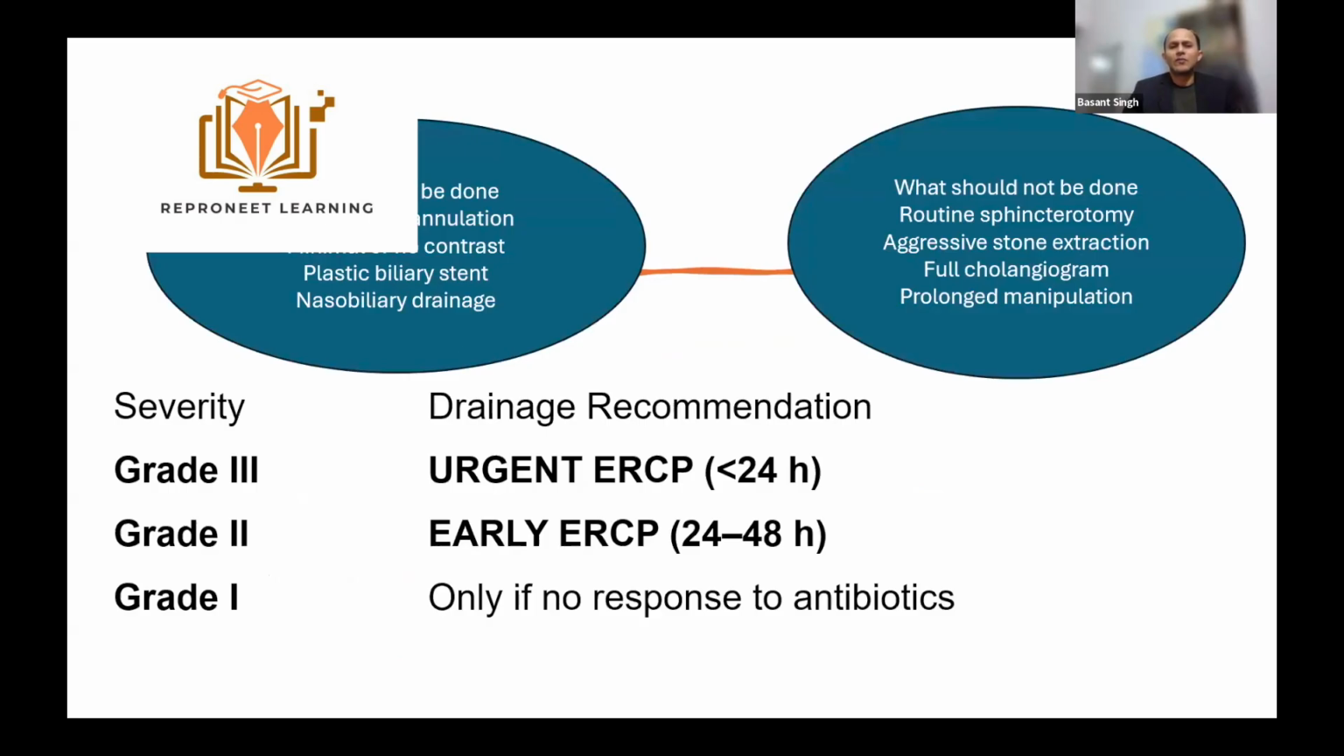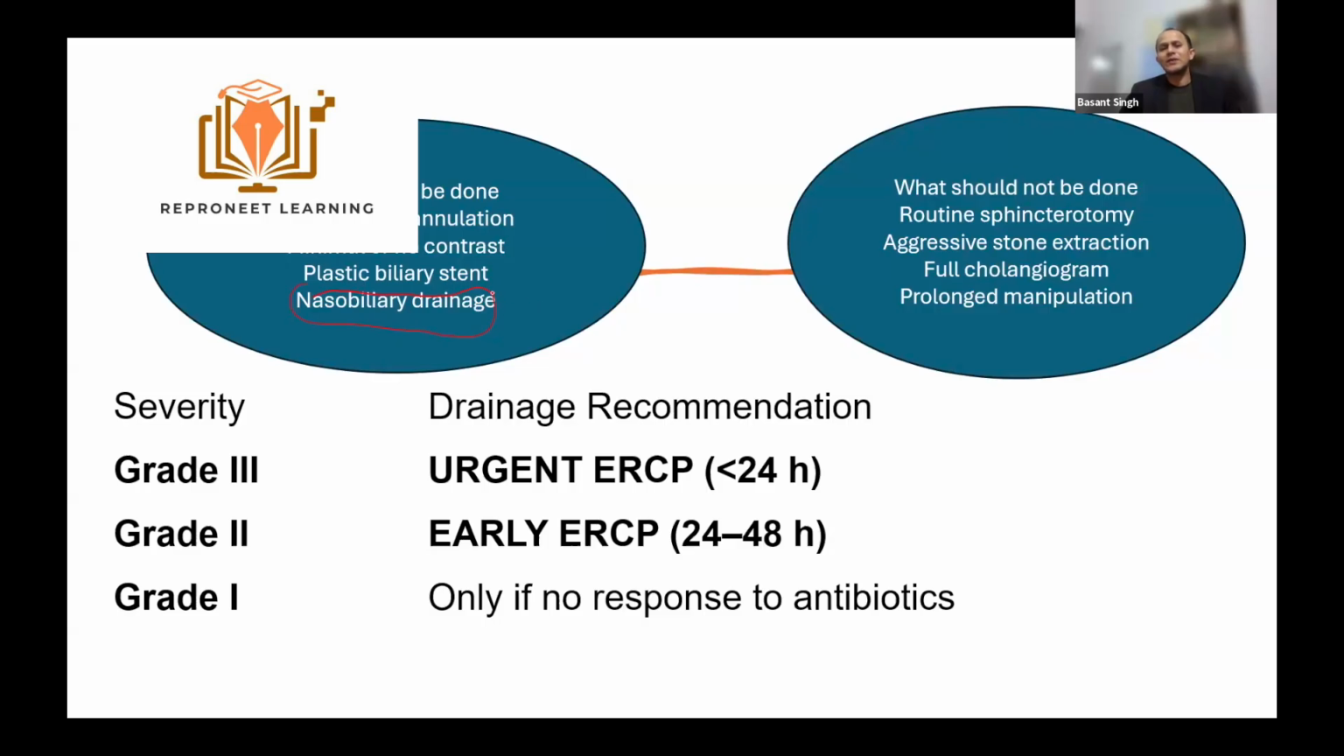So these are your what should be done, what should not be done. Wire-guided cannulation, minimal or no contrast, plastic biliary stent. And we should also understand what the indications of a nasobiliary drainage are. Sometimes you have seen patients with a tube coming out from the nose.